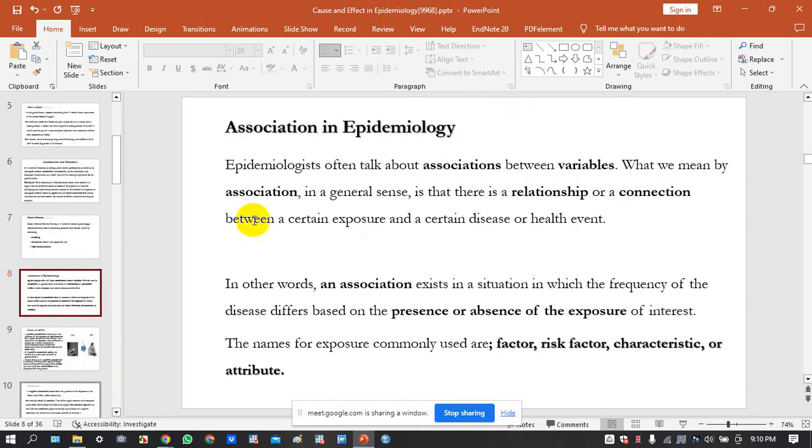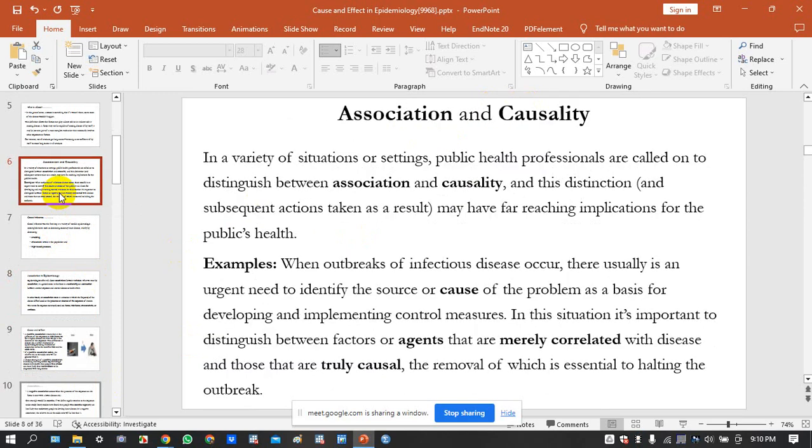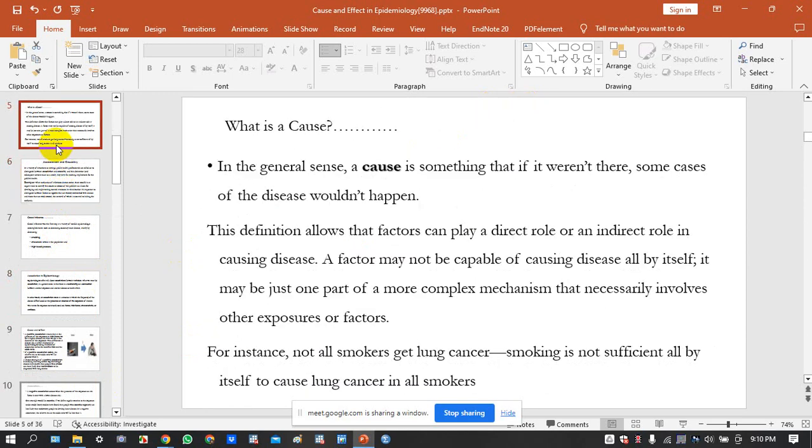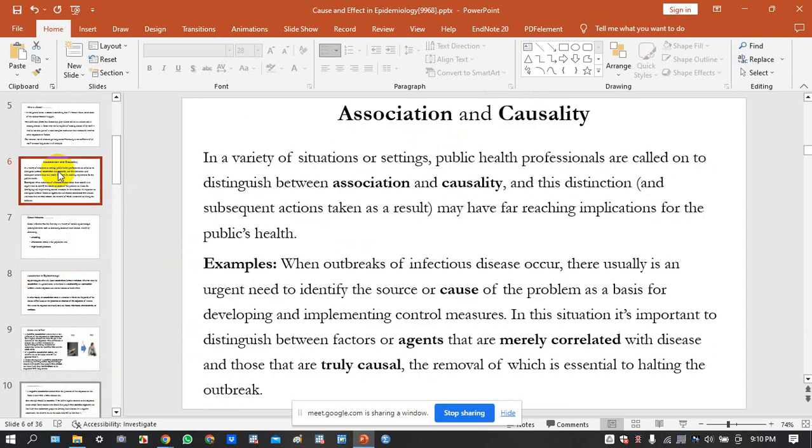Okay, so let's look at association versus causality. In a variety of situations or settings, public health professionals are called on to distinguish between association and causality. And this distinction, and subsequent actions taken as a result, may have far-reaching implications for the public's health.